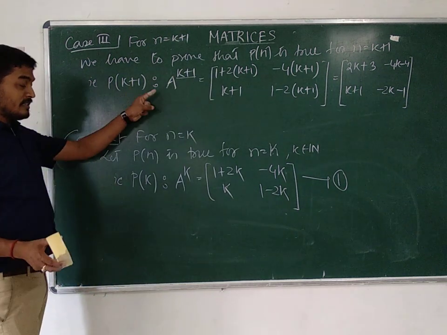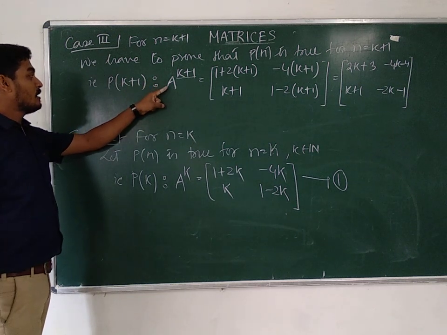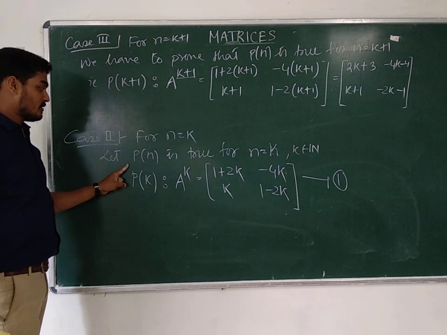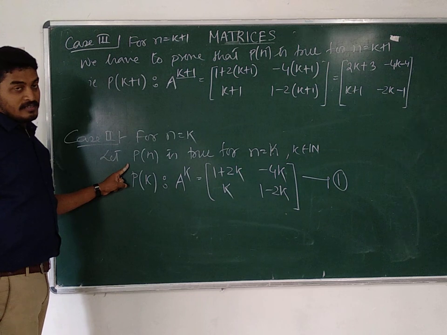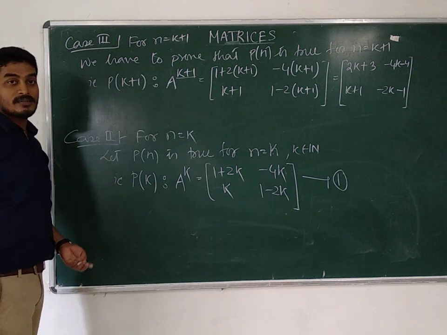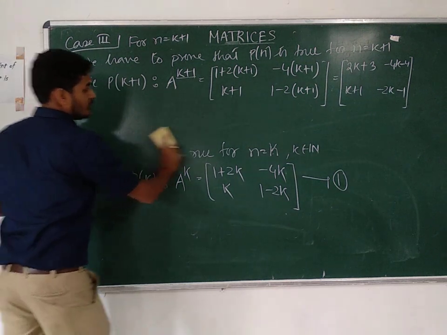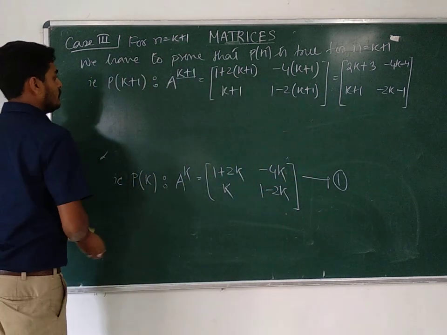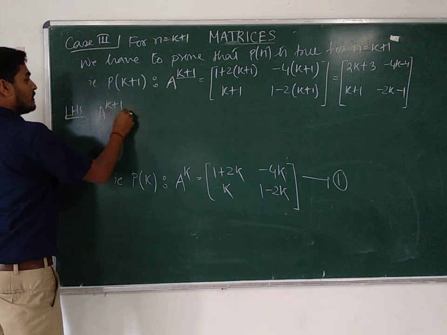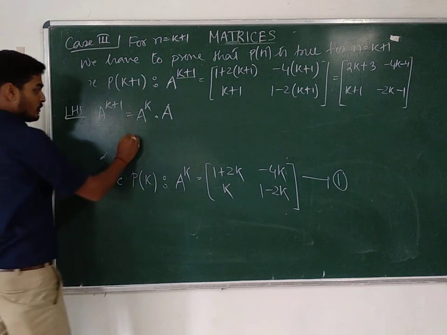After this one step, you will consider the left hand side. We have assumed that this is true for n is equal to k. Now we have to prove that P of n is true for n is equal to k plus 1, and that means the left hand side and right hand side are given here. So we'll consider the left hand side. Now the left hand side, A to the power k plus 1, can be written as A to the power k into A. Am I correct? So what is the value of A to the power k?